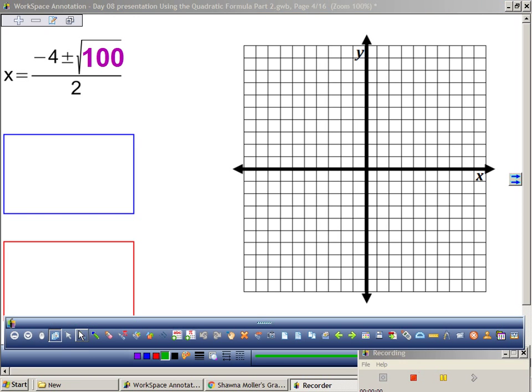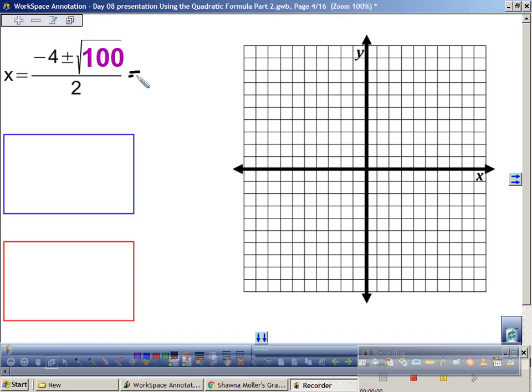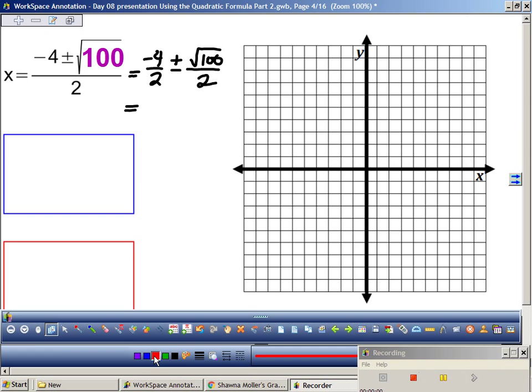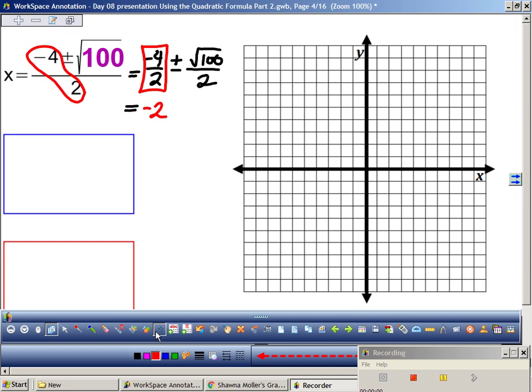So what I'm going to do with this is I'm going to split it up, because this is saying two different things. It's saying negative 4 is being divided by 2 and the square root of 100 is being divided by 2. Is that correct? So I'm going to split it up. Negative 4 is being divided by 2, plus or minus the square root of 100 is being divided by 2. You guys agreed that this part is my axis of symmetry. So that means that this part is my axis of symmetry. So my axis of symmetry is at negative 2.